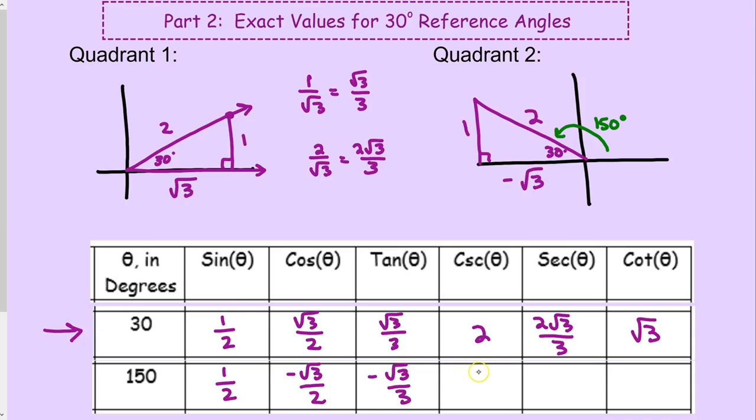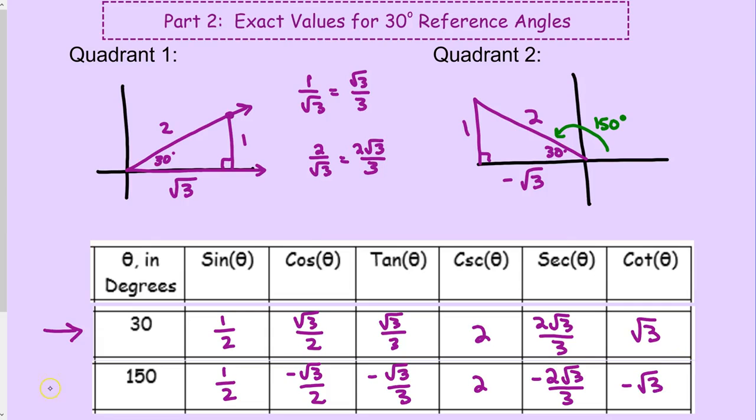The cosecant is hypotenuse over opposite, positive 2. The secant is hypotenuse over adjacent, so 2 over negative square root 3, and that's going to rationalize to be negative 2 square root 3 over 3. And the cotangent is going to be adjacent over opposite, negative square root 3 over 1.